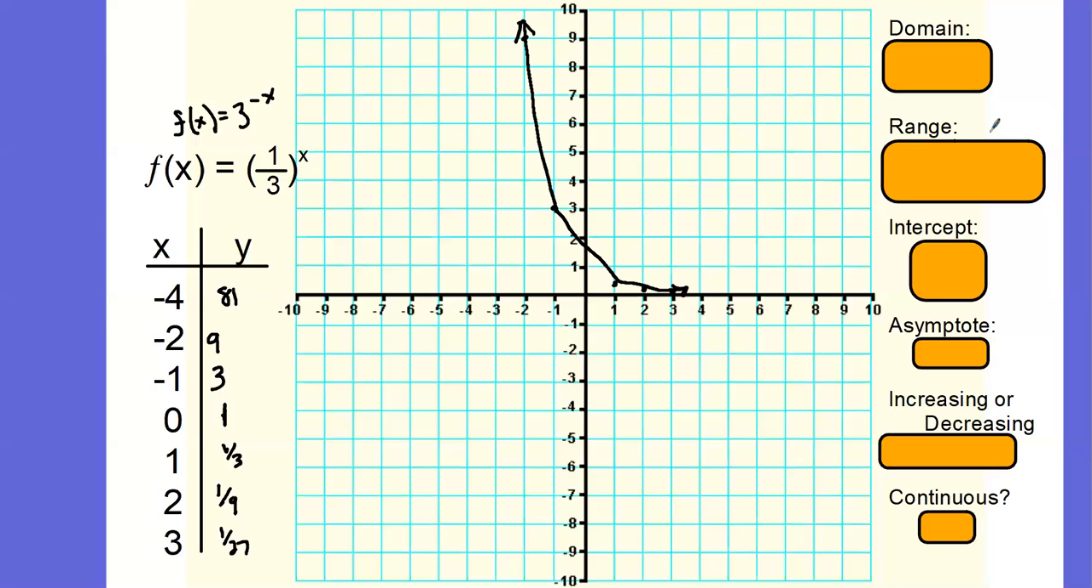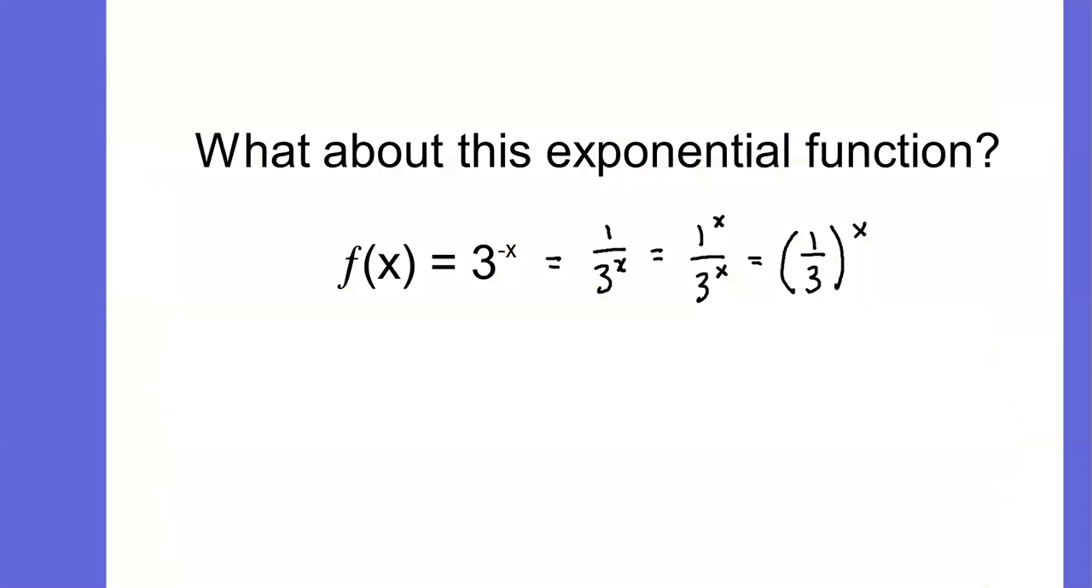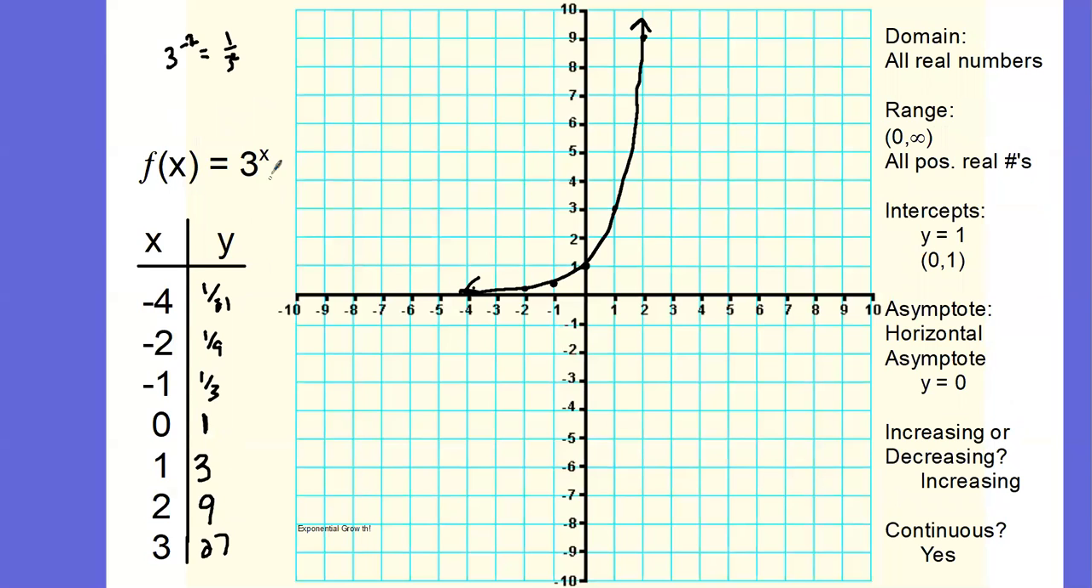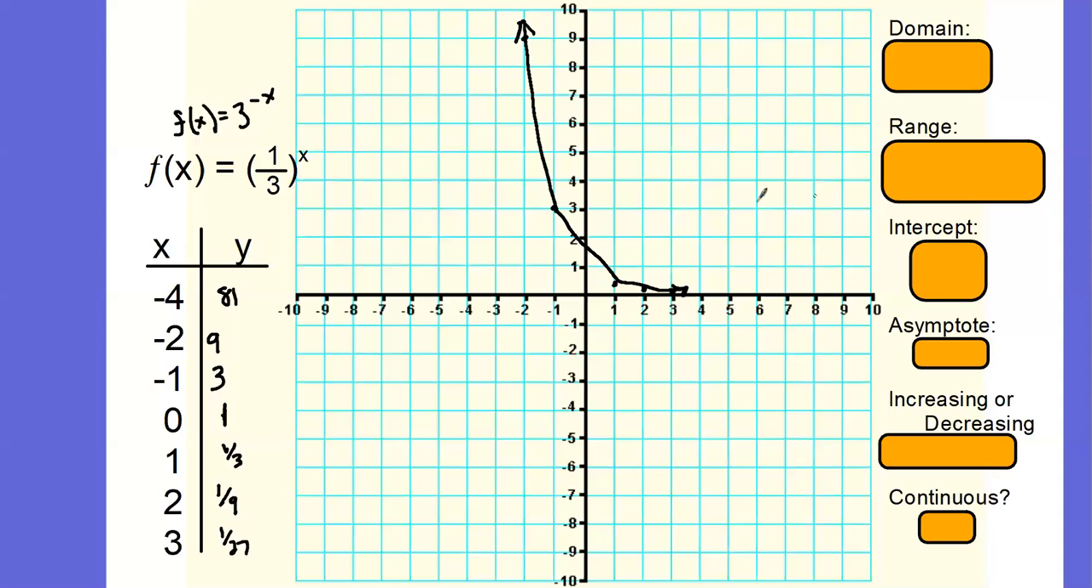Notice this is different than our previous example. Let's go back to our previous. This was 3 to the x power. That was exponential growth. And this is exponential decay. Notice how quickly this thing has fallen. Just like the previous problem, let's take a look at domain, range, intercept, asymptote, increasing, decreasing, and continuous.